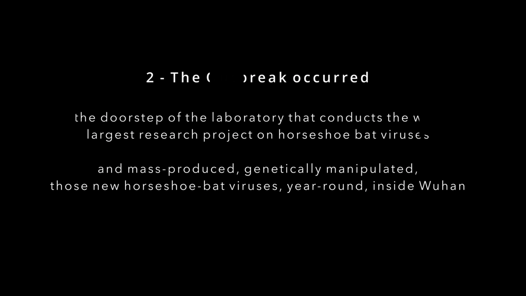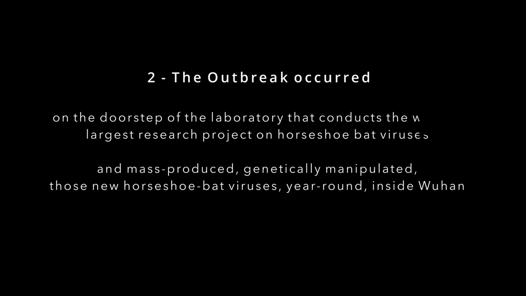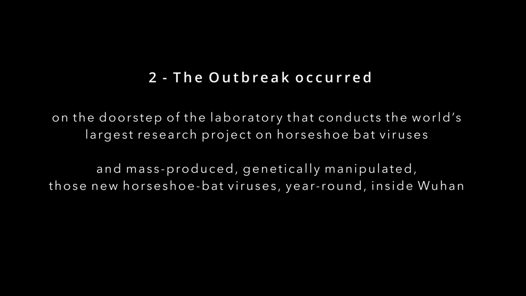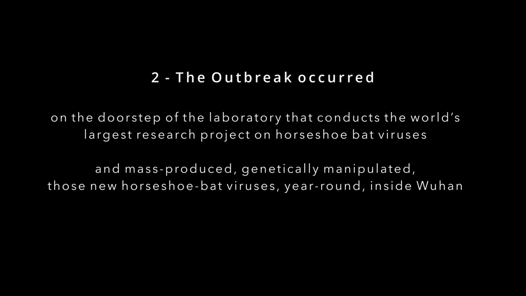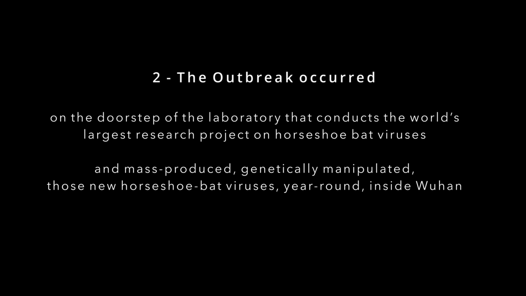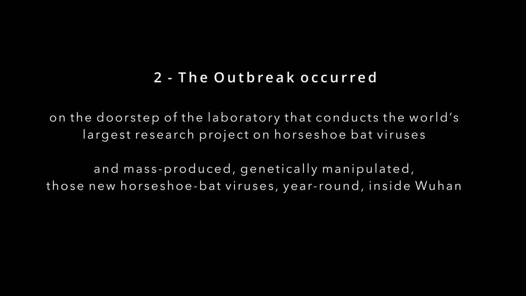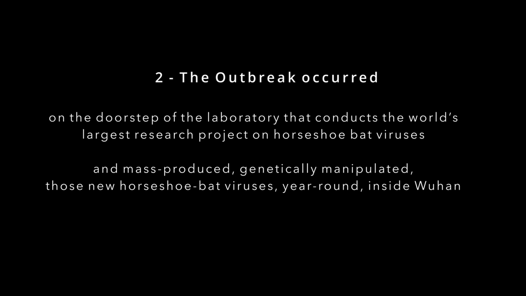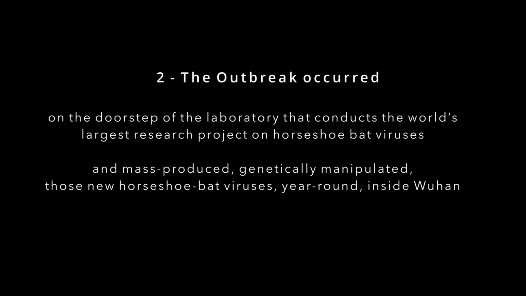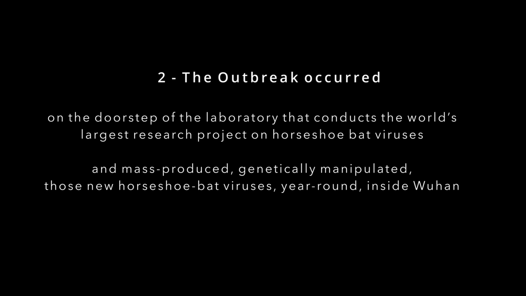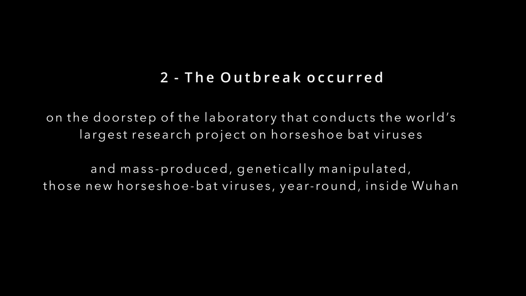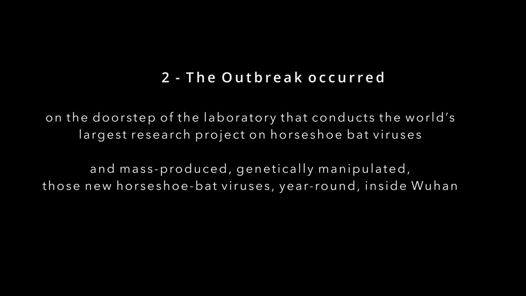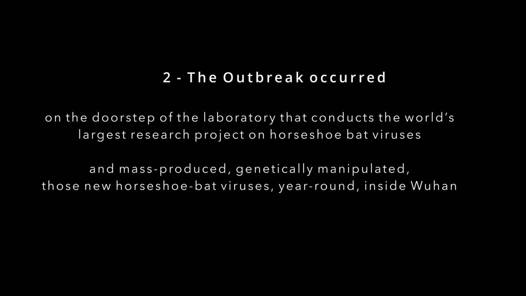In addition, the outbreak happened at a time of the year when horseshoe bats are in hibernation and do not leave colonies. Second, the outbreak occurred on the doorstep of a laboratory that conducts the world's largest research project on horseshoe bat viruses, that has the world's largest collection of horseshoe bat viruses, and that possessed and worked with the world's closest sequence relative of the outbreak virus. The laboratory actively searched for new horseshoe bat viruses in horseshoe bat colonies in caves in remote rural areas in Yunnan province, brought those new horseshoe bat viruses to Wuhan, and then mass-produced, genetically manipulated, and studied those new horseshoe bat viruses year-round inside Wuhan.